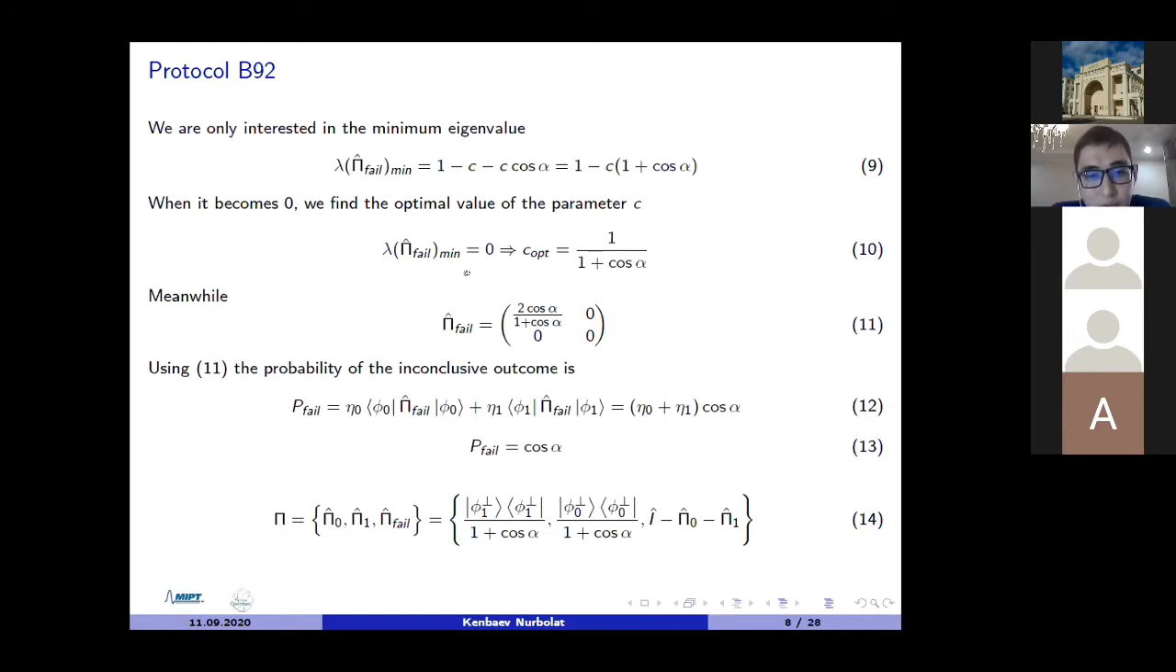Moreover, operator P-fail can be derived like this. And the probability of an inconclusive result is cosine alpha. In this way, the optimal unambiguous state discrimination looks as follows.